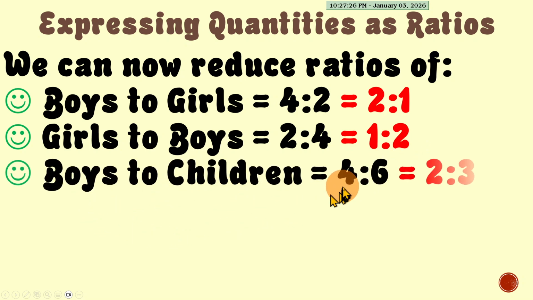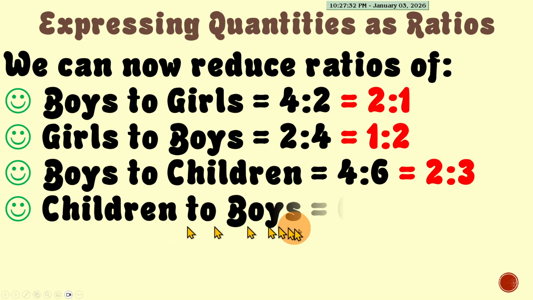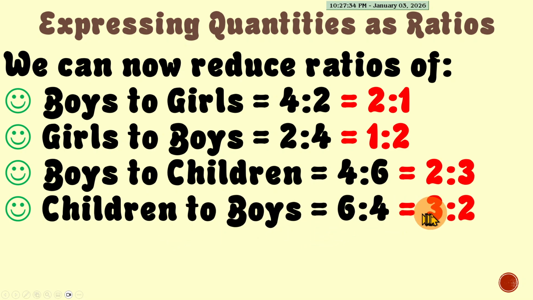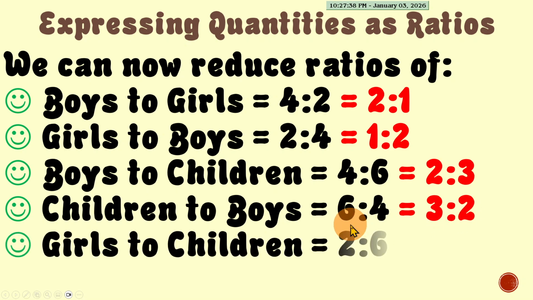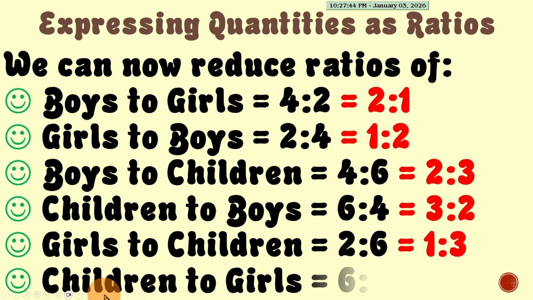Boys to children. If it's 4 to 6, divide both of these by 2, you're going to get 2 to 3. And of course, the reverse is going to be 6 to 4, which reduces to 3 to 2. Girls to children. 2 girls, 6 children, that reduces to 1 to 3. And then the final one is children to girls, which is 6 to 2, which reduces to 3 to 1.